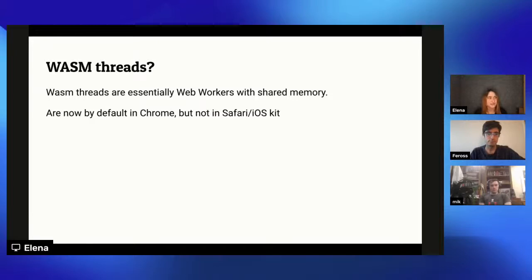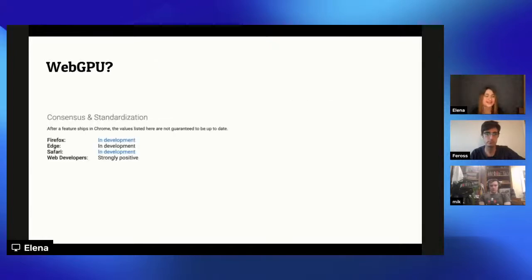I think as of Chrome 74, 75, they are now by default in Chrome, which is great. They're not in Safari, and I don't believe they're in iOS WebKit either. So we felt WASM threads are still pretty experimental, and they're not as easy to work with in Rust as you would imagine. So we left that on the back burner, to maybe get back to later if it's more established. And then we thought, okay, can we use the GPU instead?